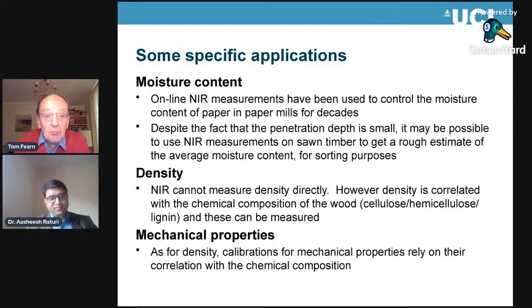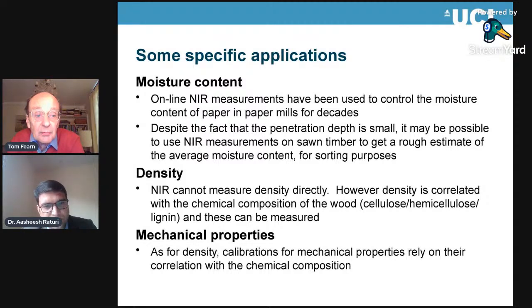So a tiny bit about some specific applications. Online NIR measurements have been used to control the moisture content of paper in paper mills for decades. I remember seeing people standing up and talking about that back in the early 80s, for sure. And that's because it's very easy to measure water. Paper's pretty thin at the point where you measure it, so you can see the whole paper, and you can build very cheap instruments because you only need a couple of wavelengths to do that.